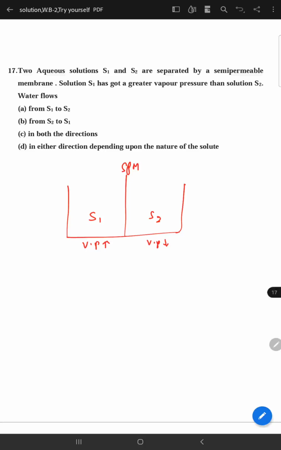So what happens? They're asking water flows from, that is the question. So definitely when vapor pressure is more, obviously the solvent will move from higher vapor pressure to lower vapor pressure across the semi-permeable membrane. So therefore solvent means water, water flows from S1 to S2. So option A is the correct answer.